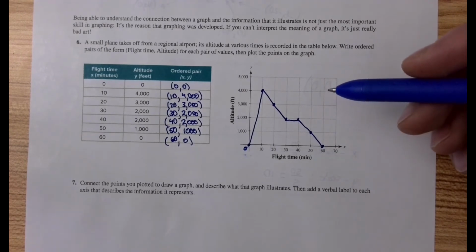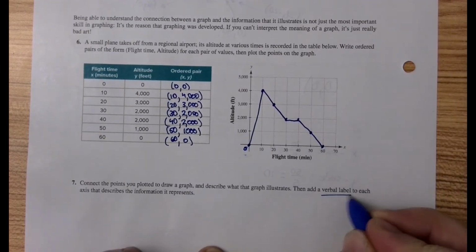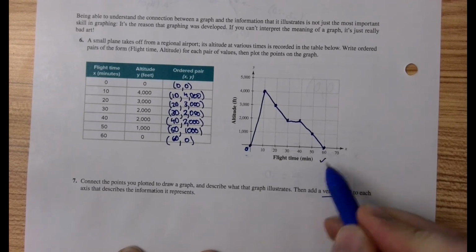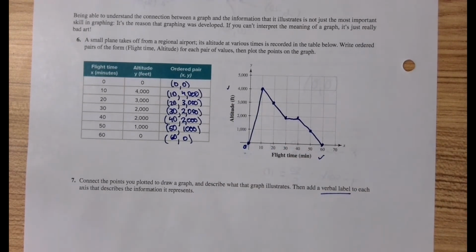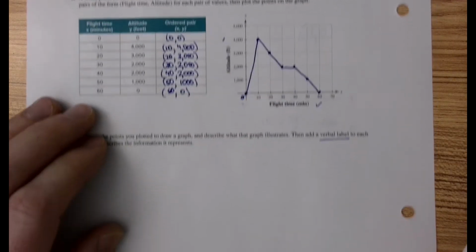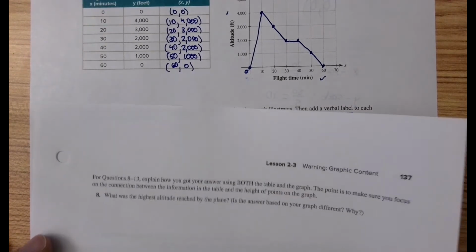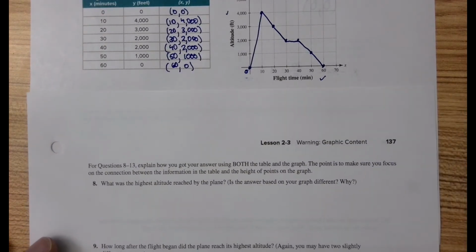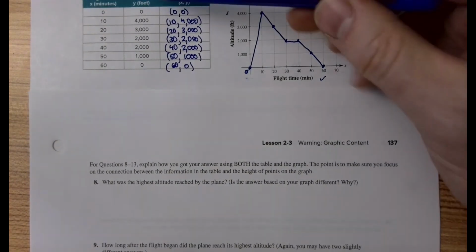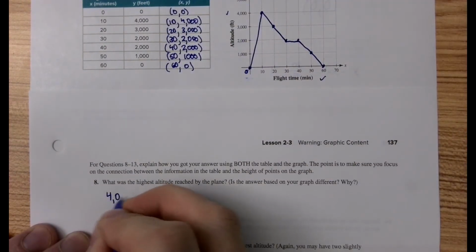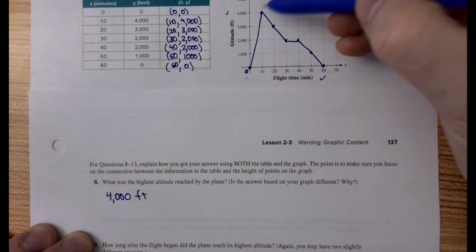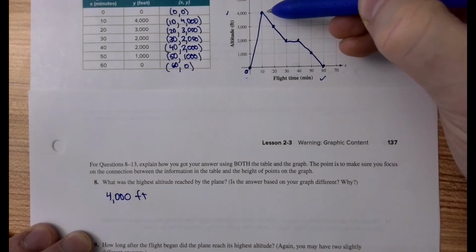So, our author tells us to add a verbal label to each axis. Check, that's done. This is what he's asking us to do, and it's important to keep track of that. All right, so now we're going to answer a whole series of questions about this graph. The first one is, what was the highest altitude reached by the plane? Well, if you look at the numbers, we're picking out the largest number. That's 4,000 feet.